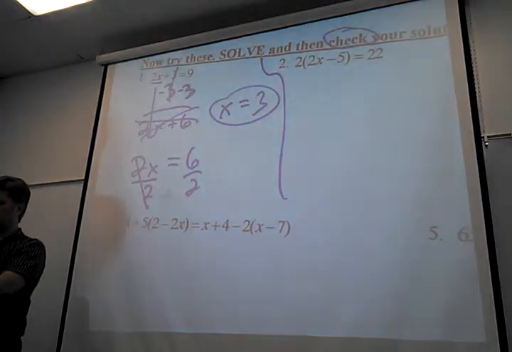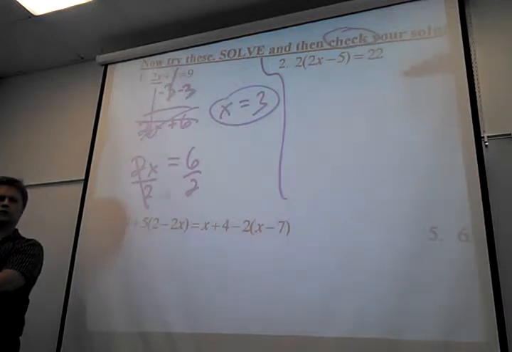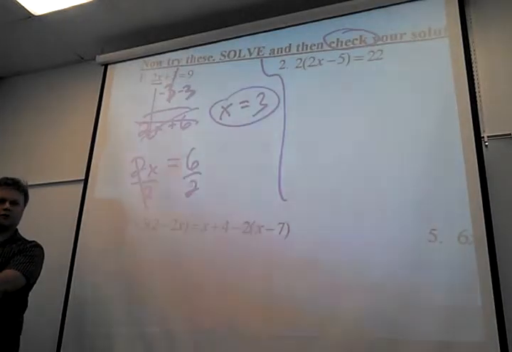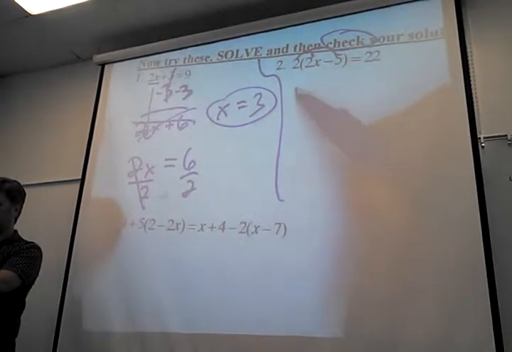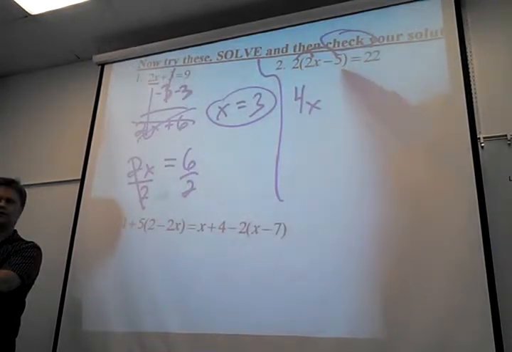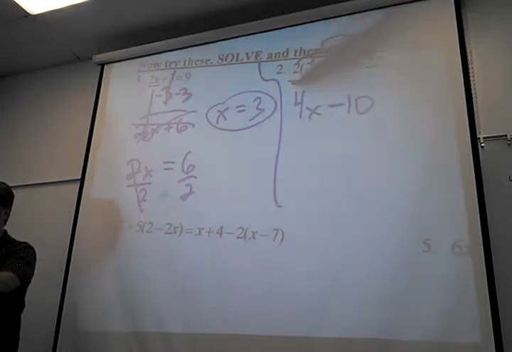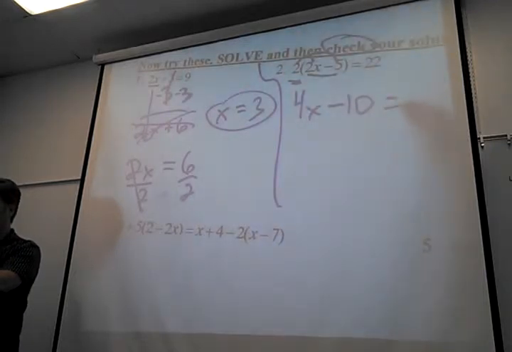Here we go. What's the very first thing I need to do on number 2? Multiply 2 by 2x. I see where you're going, but you have to be more specific. You have to take that 2 through, right? Distribute that 2. What's 2 times 2x? 4x. 2 times negative 5 is negative 10. So all I did was double everything in here. That's one way to look at it. Double 2x is 4x. Double negative 5 is negative 10. Equals 22.